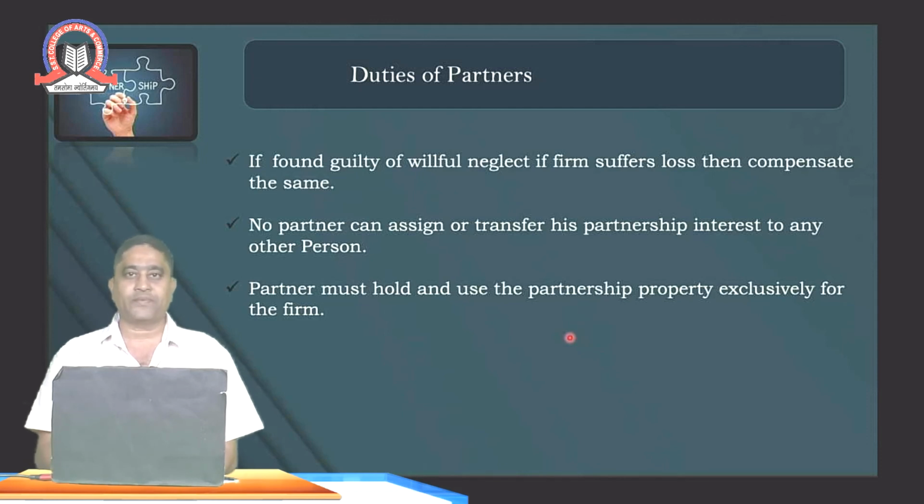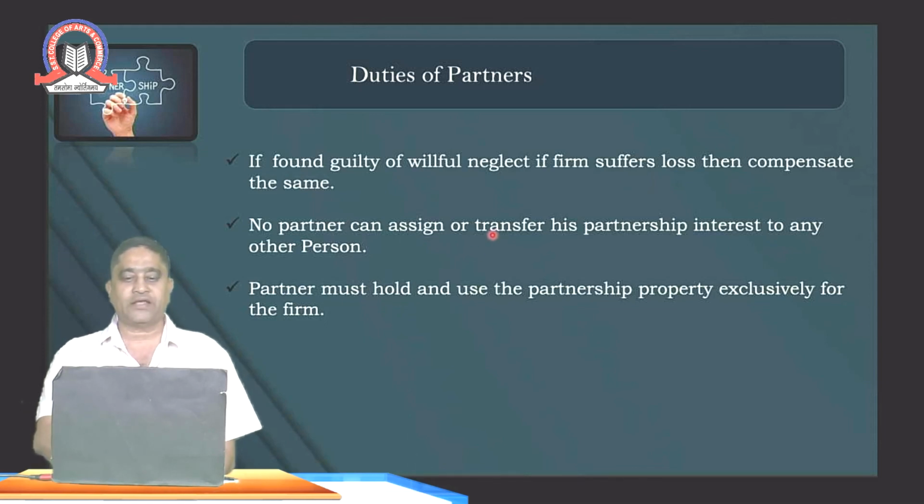the concluding part of the duties of the partner, if the partner is found guilty of willful neglect, and it comes to the knowledge of the partners that he is willfully neglecting some act which he is supposed to do, and if the firm suffers loss, then it should be compensated. That means whatever amount of loss has been incurred by the partnership firm, the partner who acted without utmost care should pay it to the partnership firm.